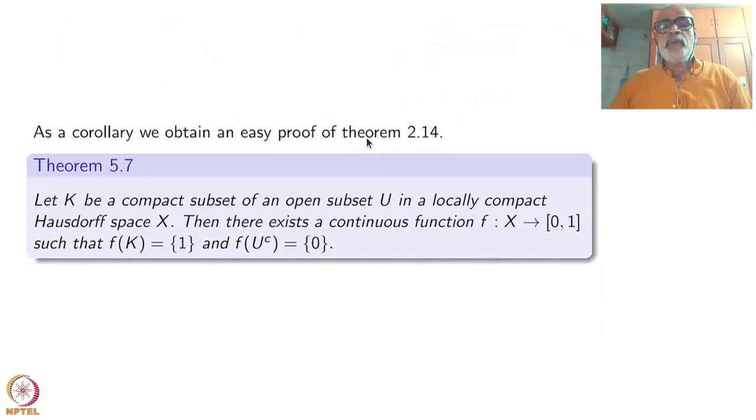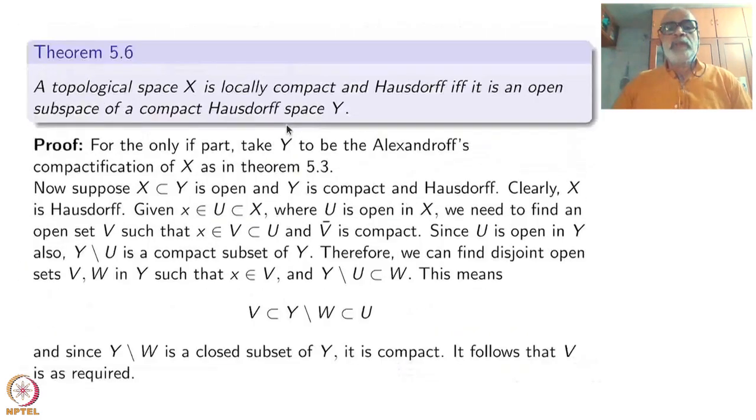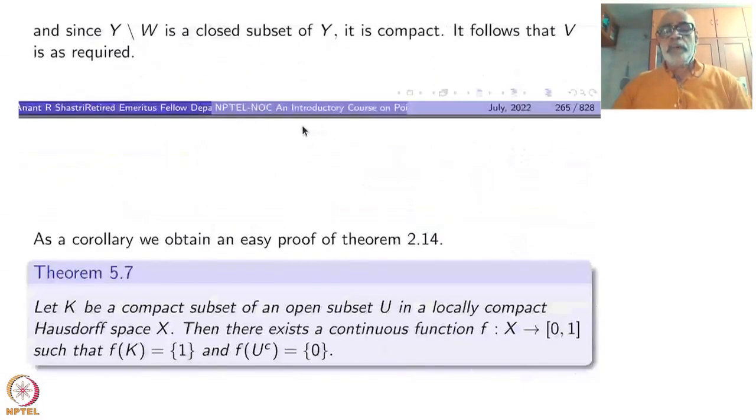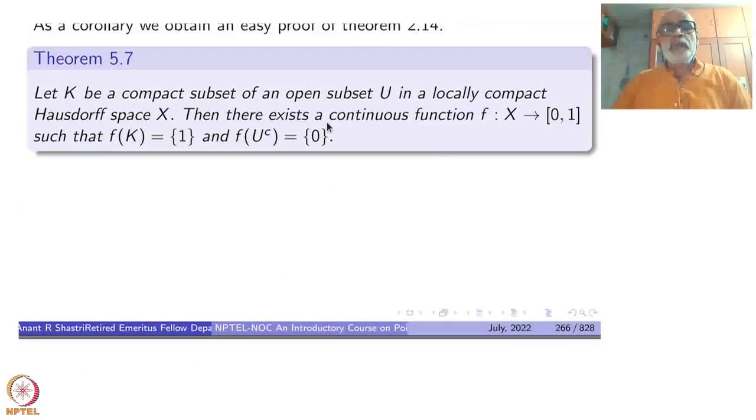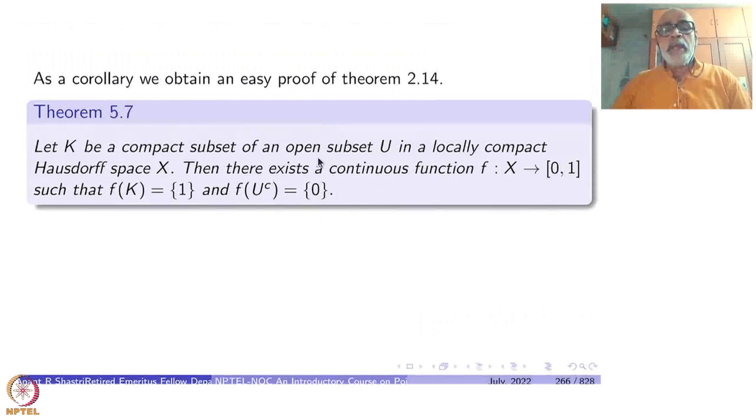As a corollary to this theorem, let K be a compact subset of an open set U in a locally compact Hausdorff space. Then there exists a continuous function f from X to [0, 1] such that f of K equals 1 and f of U complement equals 0. This theorem we have proved earlier. That time also I had indicated that we will have a different proof.